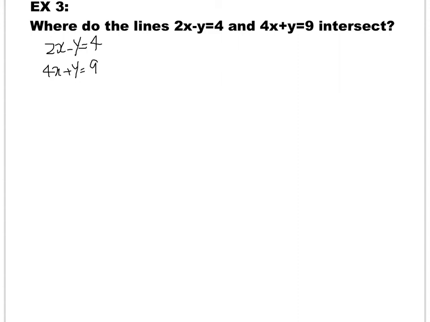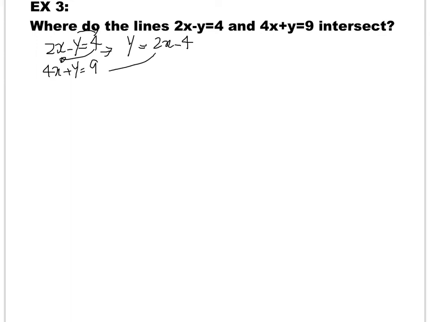Again, what I'm going to do is try to isolate one variable. Looking at these two equations, you can see y doesn't have any coefficient beside it, so it's better to isolate y. So from this equation, if I move y to the right and 4 to the left, I get y is equal to 2x minus 4.